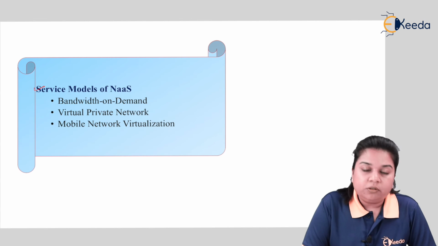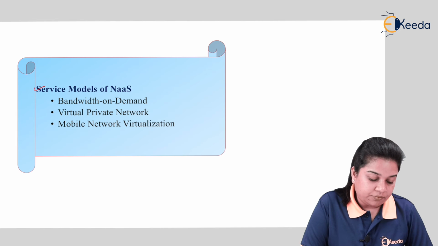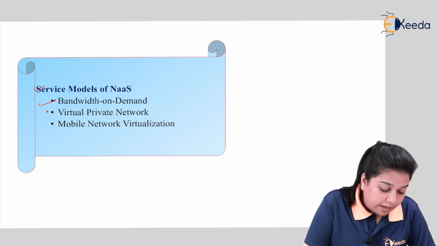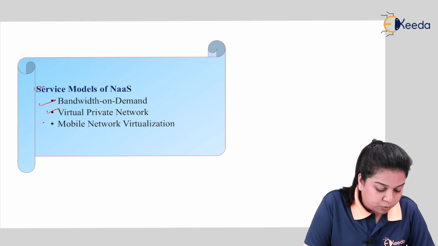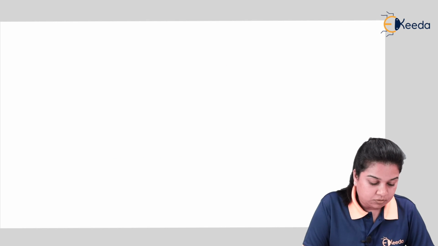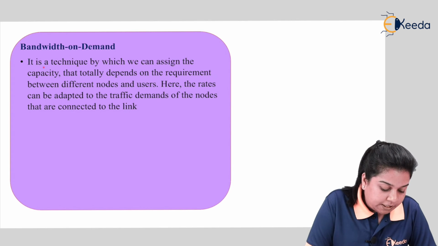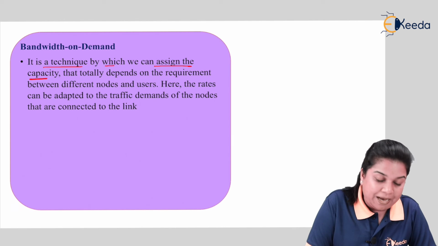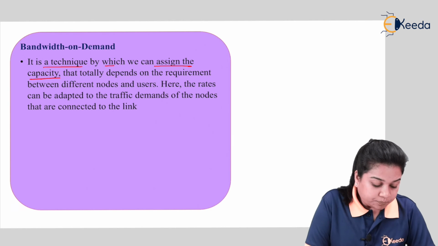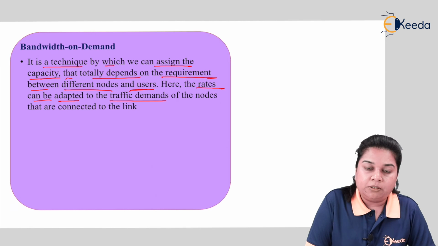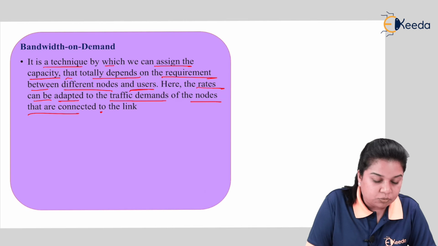What are the service models of network as a service? First thing is bandwidth on demand, then virtual private network and mobile network virtualization. Now, what is bandwidth on demand? It is a technique by which we can assign the capacity of the bandwidth. That totally depends on the requirement between different nodes and users. Here, the rates can be adapted to the traffic demands of the nodes that are connected to the link.